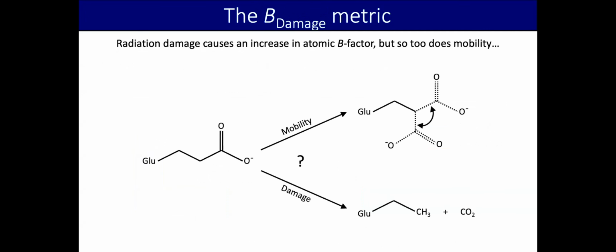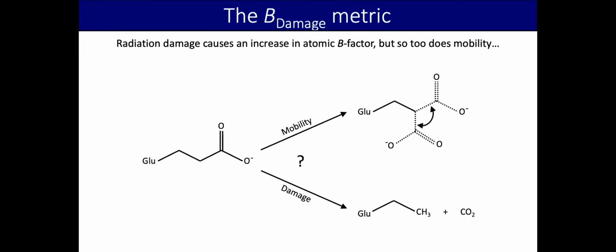So what we wanted to do was to develop a range of tools to help users to identify specific radiation damage artifacts in their structures. And all of the metrics that I'm going to introduce to you today are based on atomic isotropic B factor values. If you look at a PDB file of a crystal structure, you'll see that every atom has an associated atomic isotropic B factor value. And this value just tells you how much the position of that atom varies throughout the crystal.